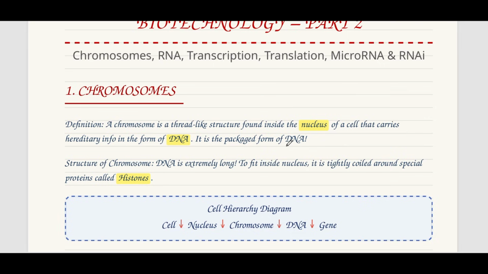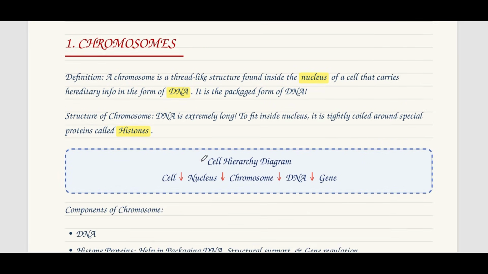It is the packaged form of DNA. Regarding the structure of chromosomes, DNA is extremely long. To fit inside the nucleus, we need to pack it very tightly. For that, it is tightly coiled by a histone protein. Just remember histone: because of the histone, the DNA in the chromosome is tightly packed.